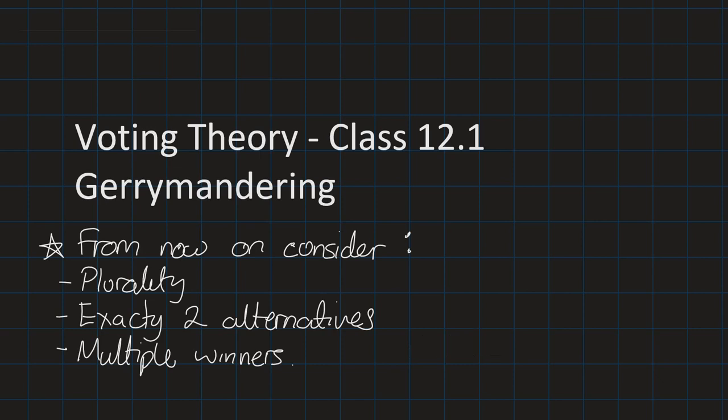And I'm going to assume it's always going to be plurality, and there's only going to be two alternatives. So they're not necessary for gerrymandering. Gerrymandering can happen even if it's not plurality and even if there are more than two alternatives, but this is the easiest case, okay? It's also arguably the most realistic and applicable case. So from now on, we will only consider plurality, two alternatives, and multiple winners.